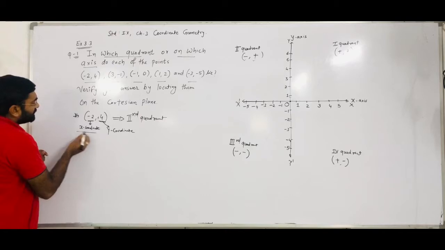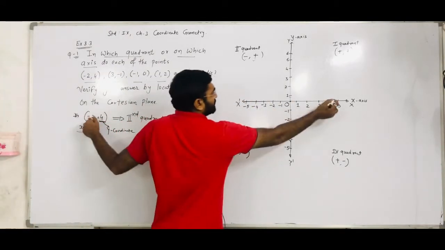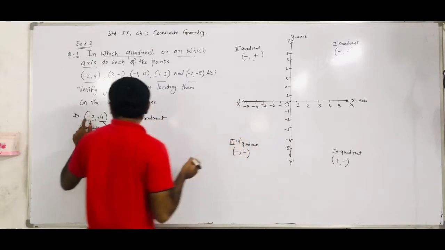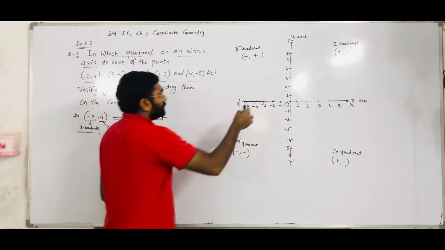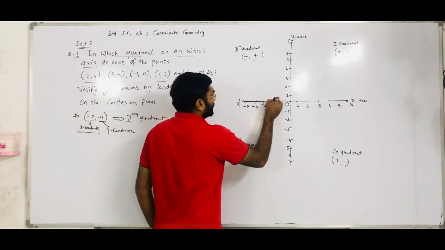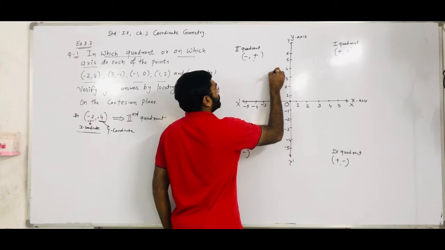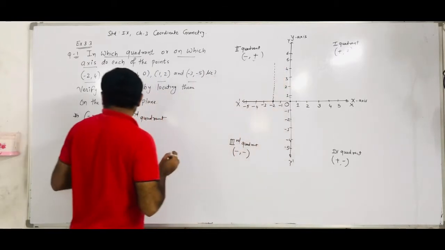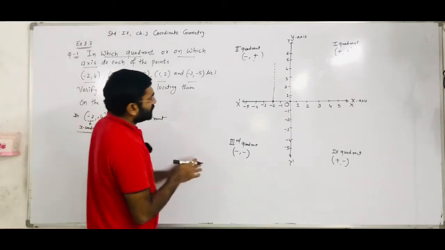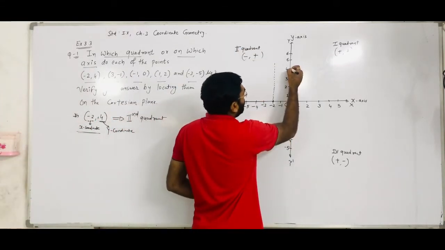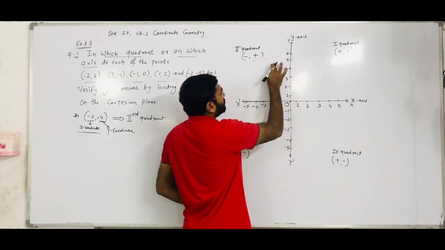On the x-axis, our x coordinate is minus 2, so we find minus 2 here, right? We have to draw one perpendicular line from that point. And the y coordinate value is 4. On the y-axis we find 4 here. From this point we also have to draw one perpendicular line.